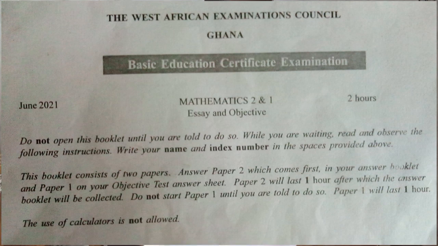These are the following instructions written on it. Do not open this booklet until you are told to do so. While you are waiting, read and observe the following instructions. Write your name and index number in the space provided above. The booklet consists of two papers. Answer paper 2, which comes first in your answer booklet, and paper 1 on the objective test answer sheet. Paper 2 will last 1 hour, after which the answer booklets will be collected. Do not start paper 1 until you are told to do so. Paper 1 will last 1 hour. The use of calculators is not allowed.